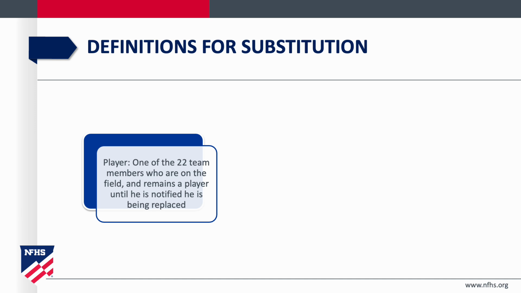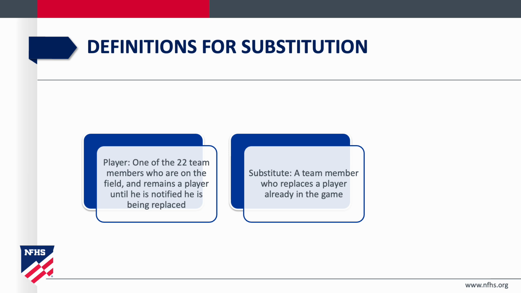A player is one of the 22 team members who are on the field and allowed to legally participate in plays. These people remain players until they are notified that they are being substituted. A substitute is a team member who is on the field and replacing a player.